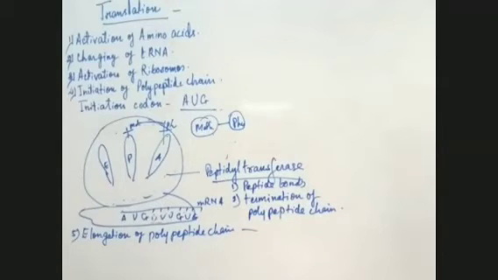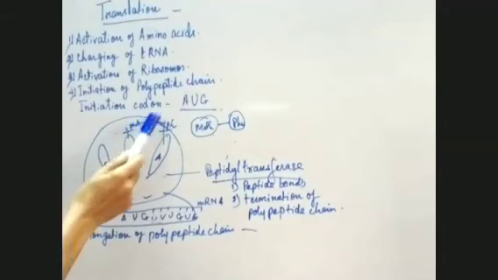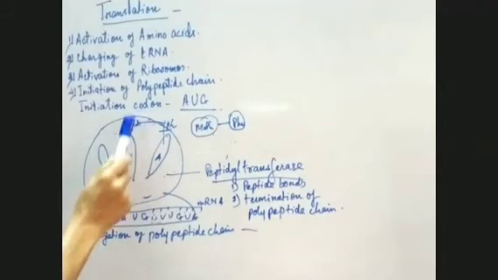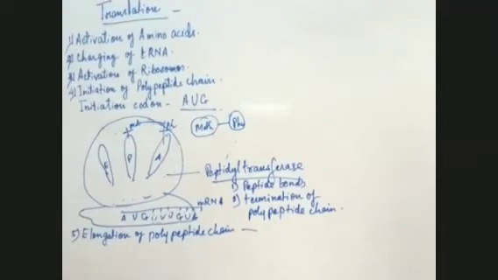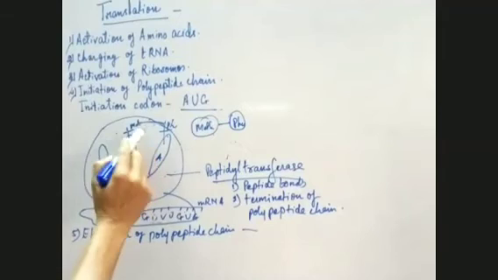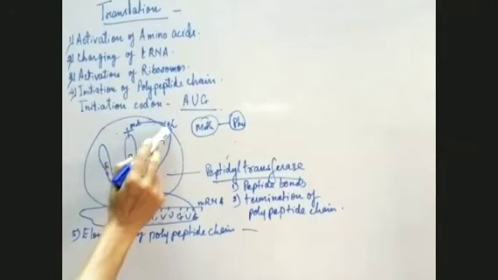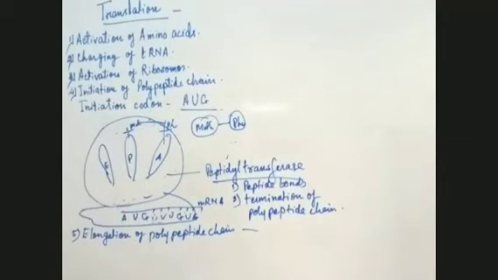See, elongation. First, what has happened? The anticodon on the transfer RNA read this message and then brought the respective amino acids. The second thing which happened in elongation: for elongation, what was required? Formation of peptide bond between the amino acids. This also has happened. Now what happened? The third step involves translocation.